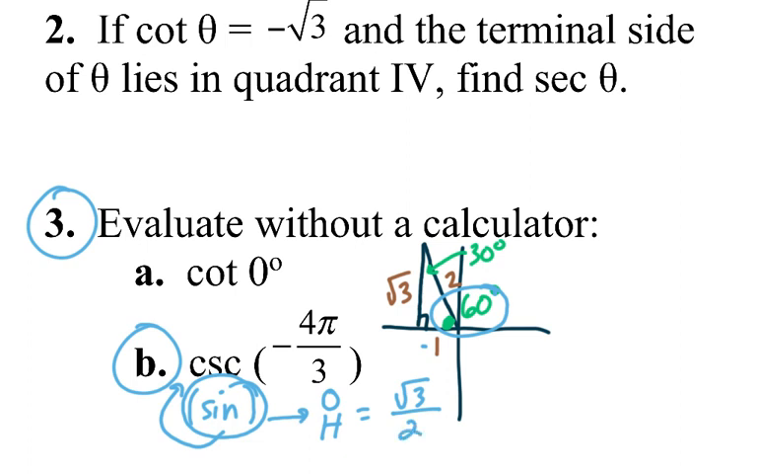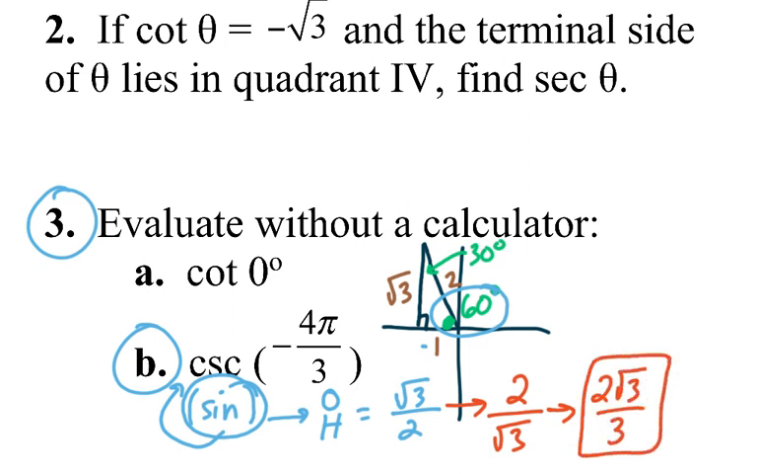Great, which means now to find the cosecant, we flip that, 2 over root 3. We'll clean it up and rationalize, and we get 2 root 3 over 3. And that is the cosecant of negative 4 pi over 3.